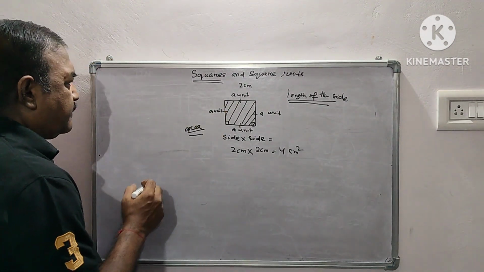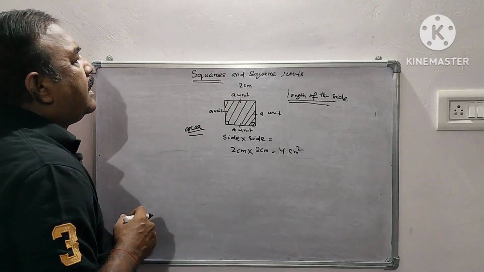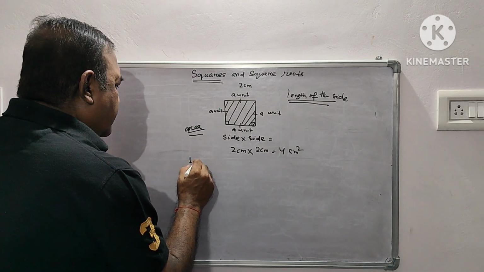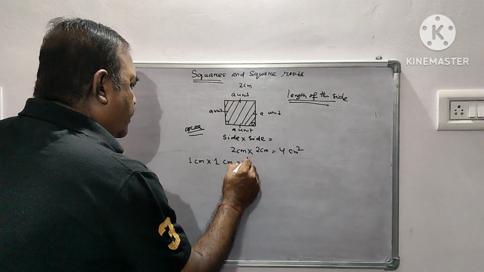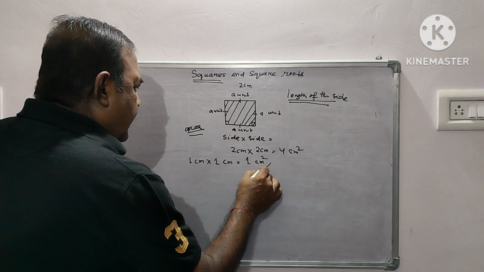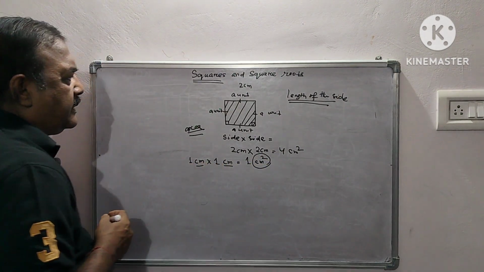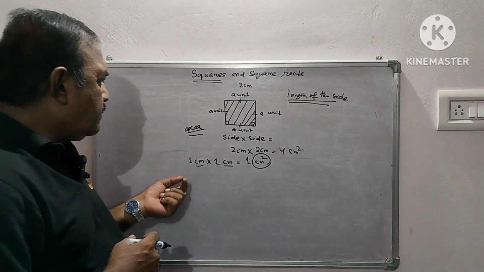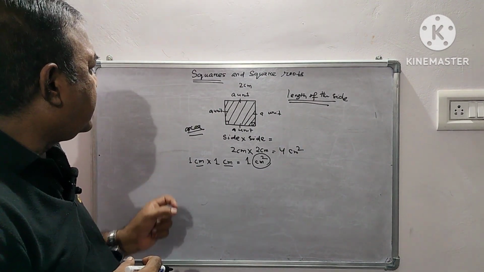Suppose I take a square of side 1 centimeter. What will be its area? 1 centimeter into 1 centimeter is equal to 1 square centimeter. Area is in square units. In a rectangle you have the length and breadth, and here in a square, both the length and the breadth have equal length, or not? Yes.